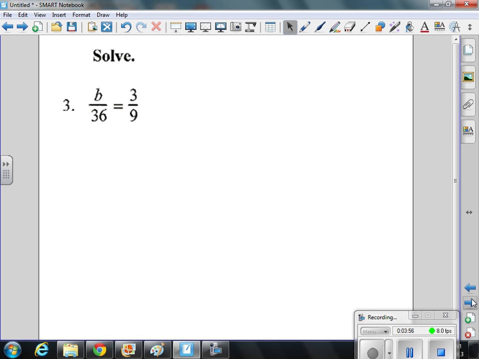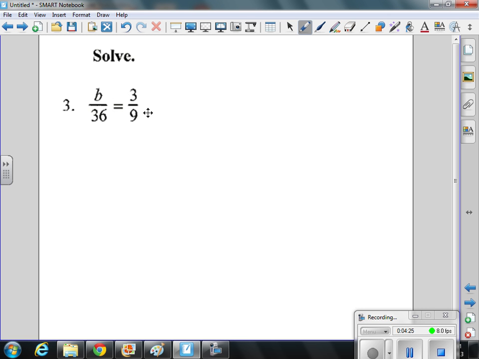Okay, in this solution we have a proportion, and our goal is to find the value for b. So there's a couple ways we can solve this problem. One way is to find a common factor if that exists. 9 times what is 36 if I take a look at my denominators? And I hope you're saying 4. So 3 times 4 is 12. So my value for b is 12.